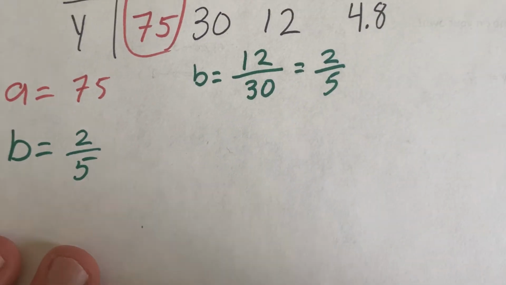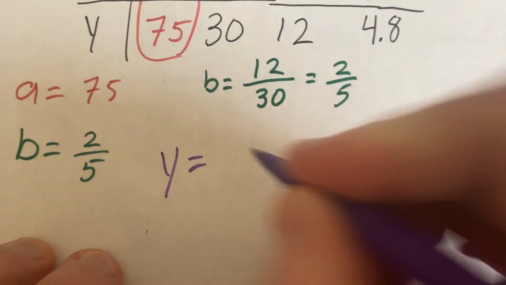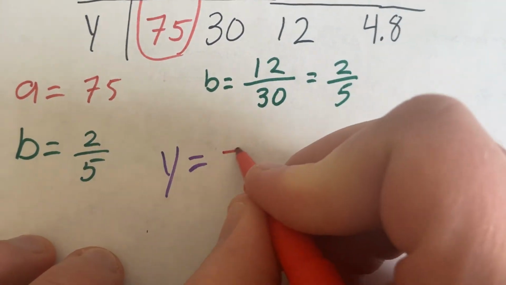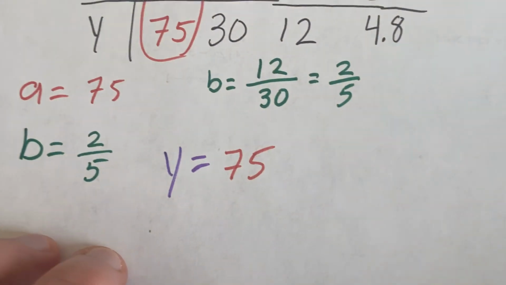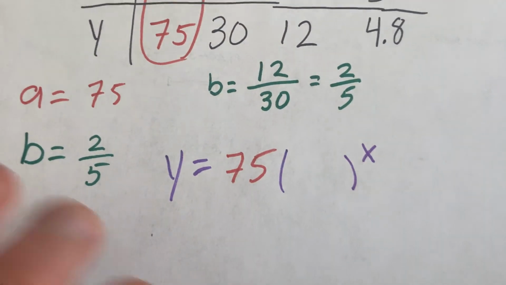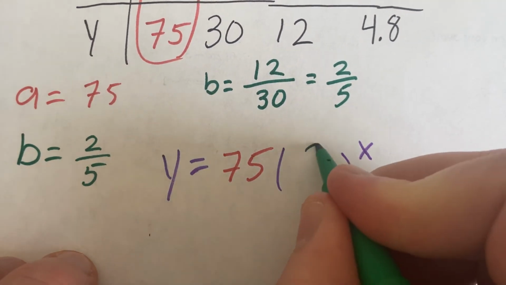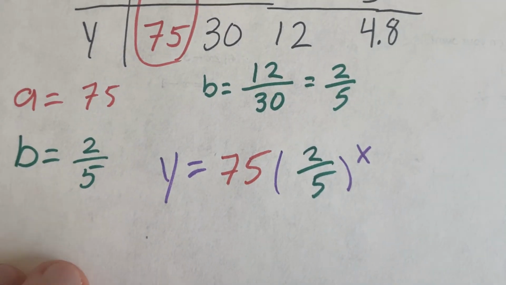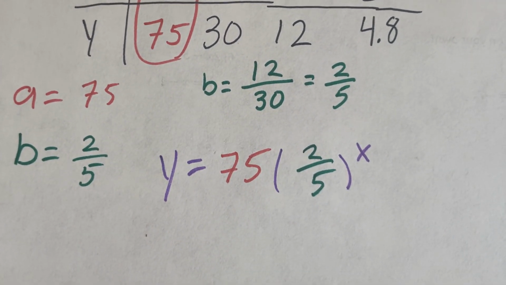So putting my pieces together, y is equal to my initial, right, when x is 0, times parentheses with my exponential x, my multiplier being 2/5. Okay, so that's 6 examples there.